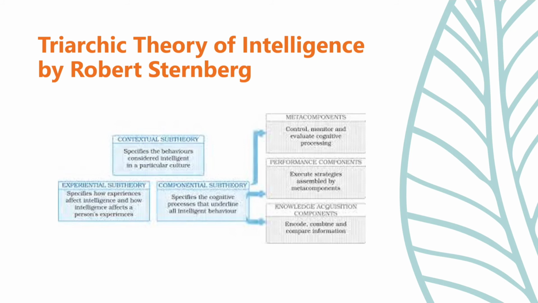Contextual intelligence or practical intelligence involves the ability to deal with the environmental demands encountered on a daily basis. This may be called street smartness or business sense. Sternberg's triarchic theory of intelligence represents the information processing approach of understanding intelligence.